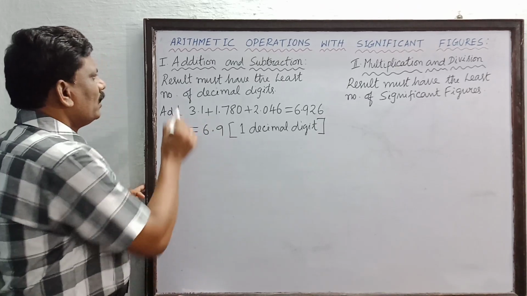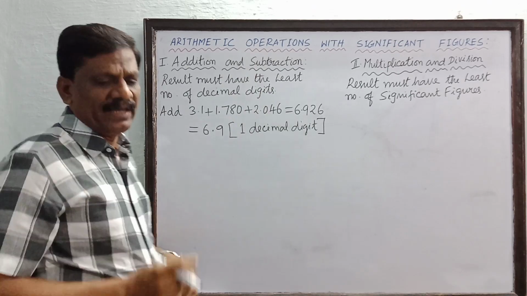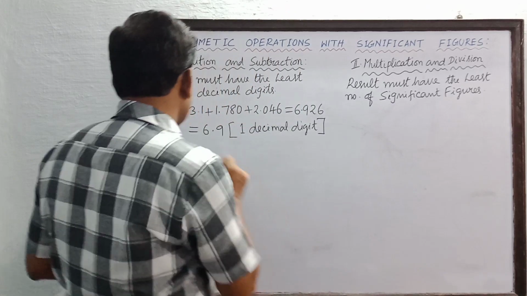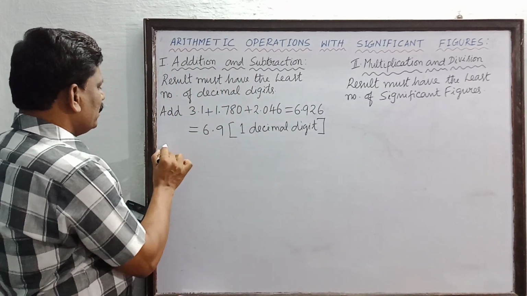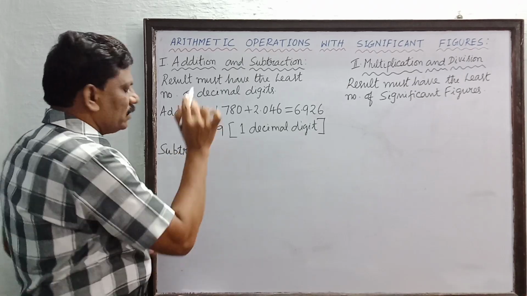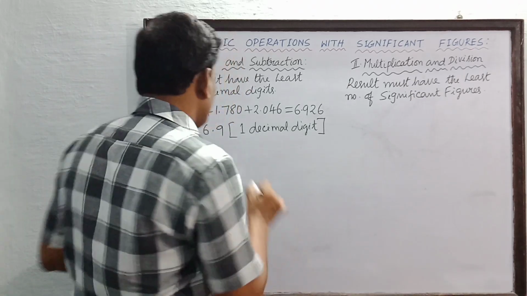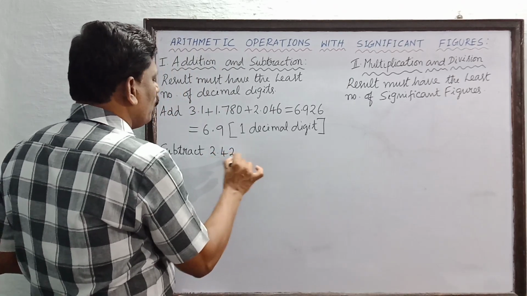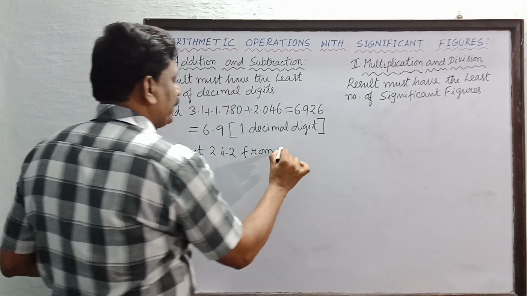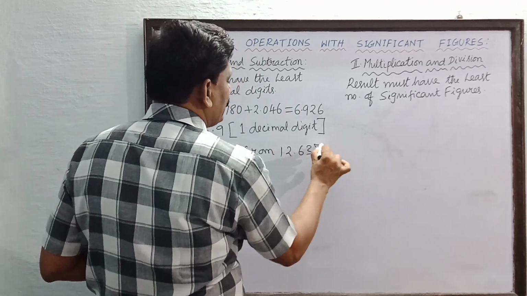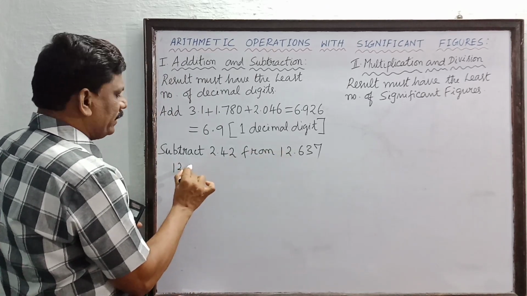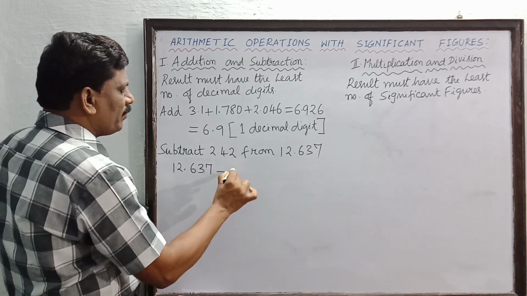Like that, now subtraction, one example I am going to take again. I am going to take the example for subtraction. So I am going to subtract 2.42 from another number 12.637. So the greater number is 12.637 minus 2.42.